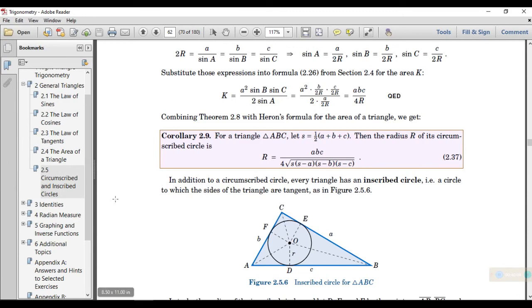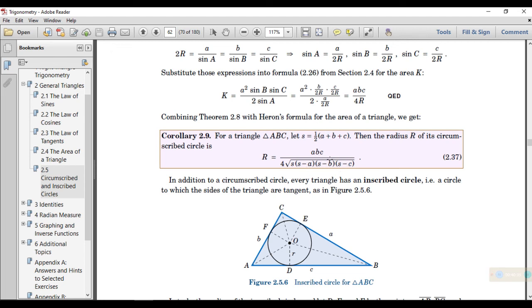Dito tayo, corollary 2.9. For a triangle ABC, let S be equal to 1/2 of the sum of A plus B plus C. Kung natatandaan nyo si Heron's formula, dito po natin siya nakuha. Then the radius R of its circumscribed circle is R is equal to ABC over 4 times the square root of S times S minus A times S minus B times S minus C.